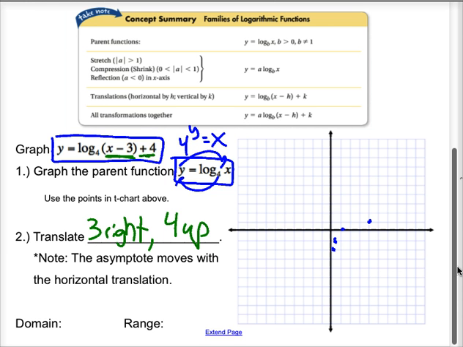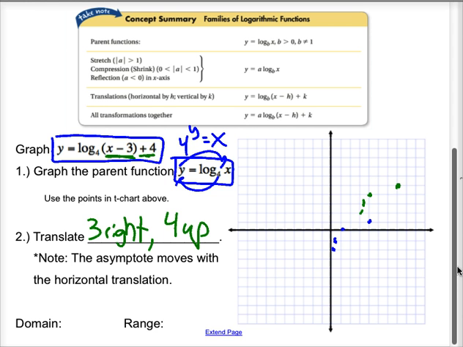So I'm going to do that to every one of my points. 3 to the right, 4 up.